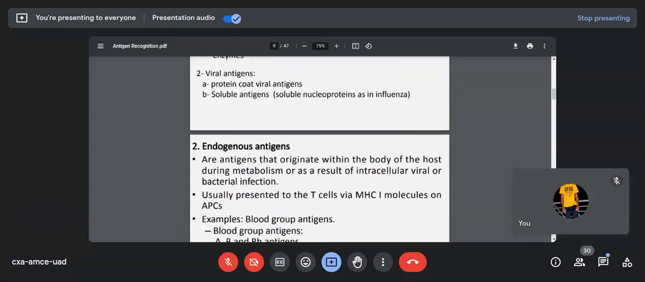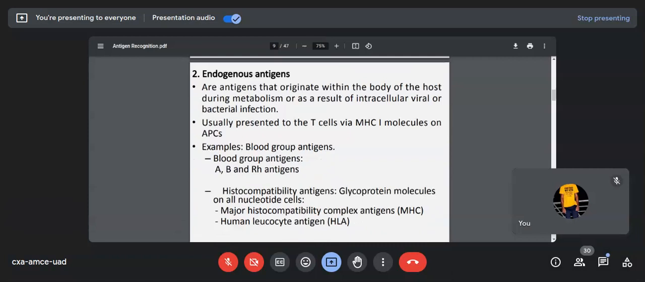Okay. Any questions on antigens before I go to the second type of antigen? Any questions?